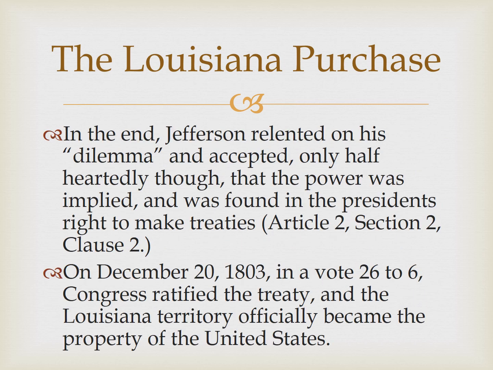It says, in the end, Jefferson relented on his dilemma and accepted, only half-heartedly though, that the power was implied and was found in the president's right to make the treaties, which would have been Article 2, Section 2, Clause 2. Now, ultimately, the United States Senate would ratify the Louisiana Purchase, or the Treaty of Cession. And they would do this on December 20th, 1803, in a vote 26-6.